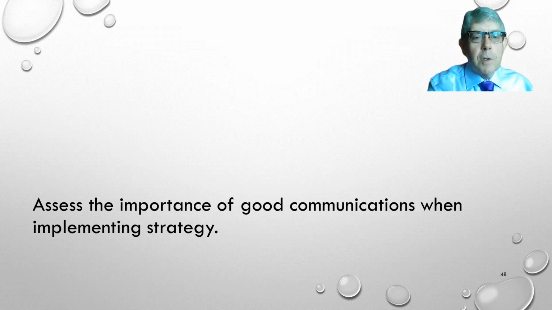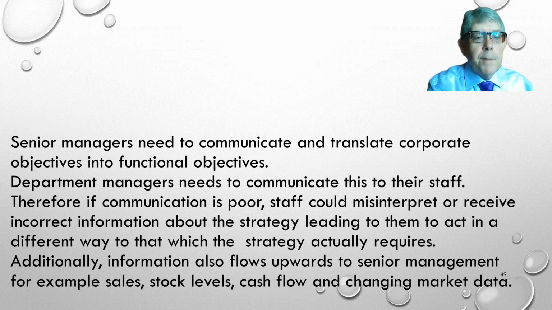Assess the importance of good communications when implementing strategy. Senior managers need to communicate and translate corporate objectives into functional objectives. Department managers need to communicate this to their staff. Therefore, if communication is poor, staff could misinterpret or receive incorrect information about the strategy, leading them to act in a different way to that which the strategy actually requires. Additionally, information also flows upward to senior management, for example, sales, stock levels, cash flow, and changing market data.